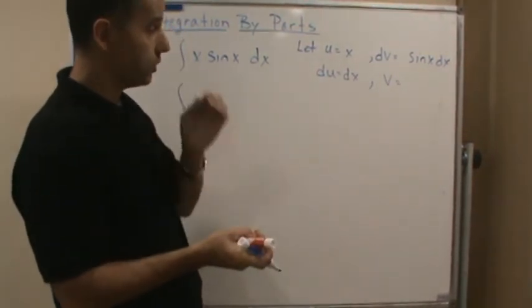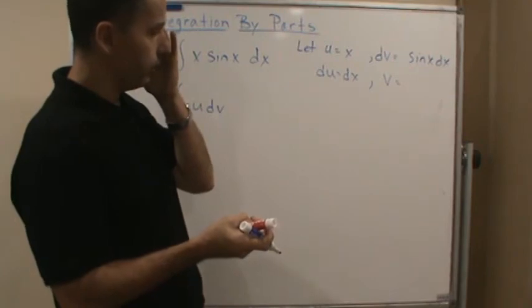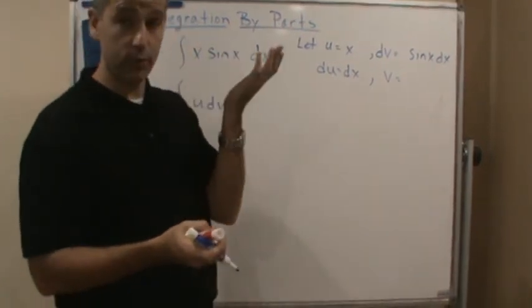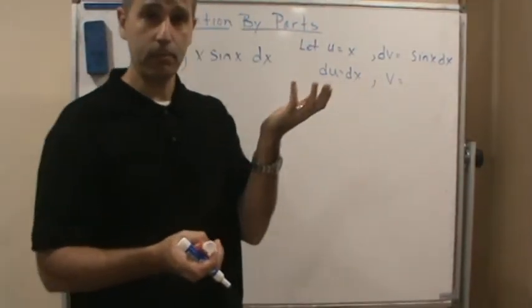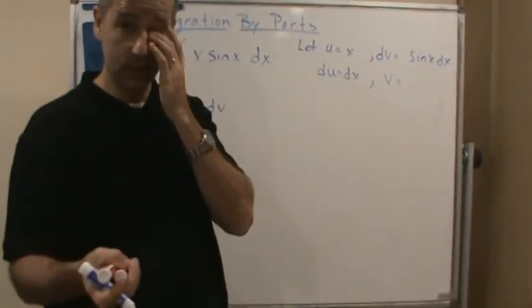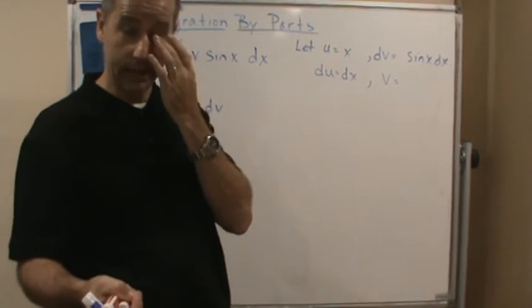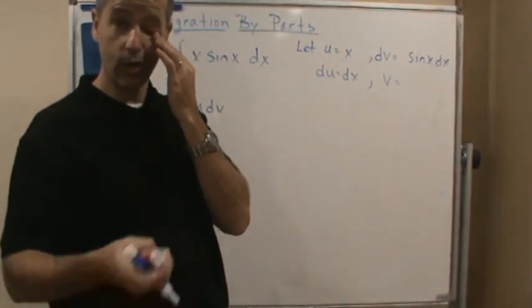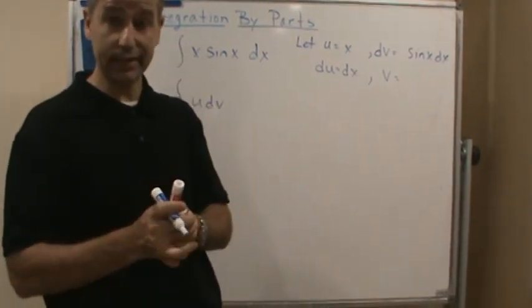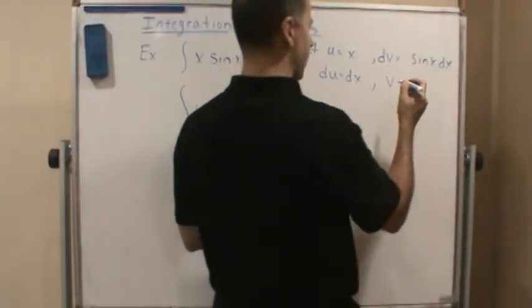Again, all you have to do is ask yourself what the derivative of what equals sine x. The derivative of sine x is cosine x. The derivative of cosine x is negative sine x. The derivative of negative sine x is negative cosine x. And the derivative of negative cosine x is sine x. So v is going to be negative cosine x.